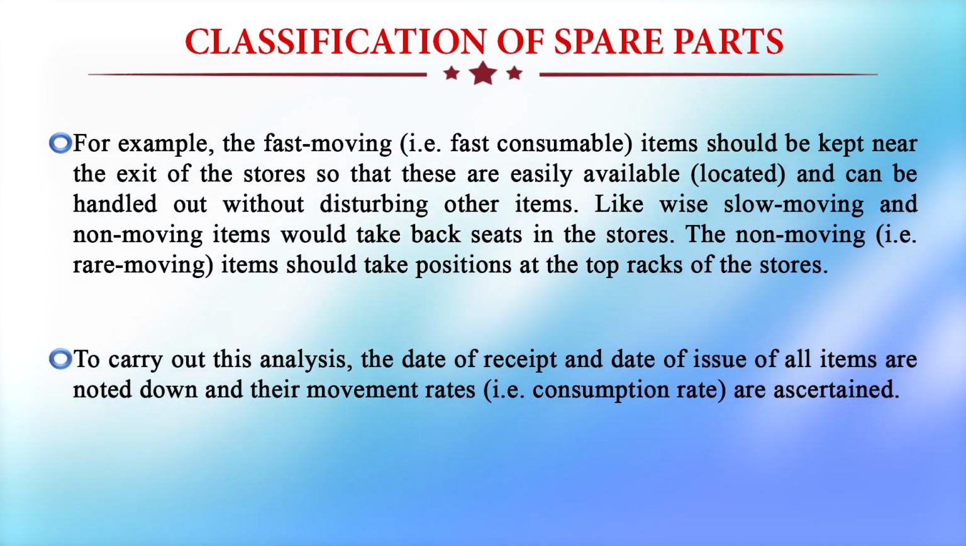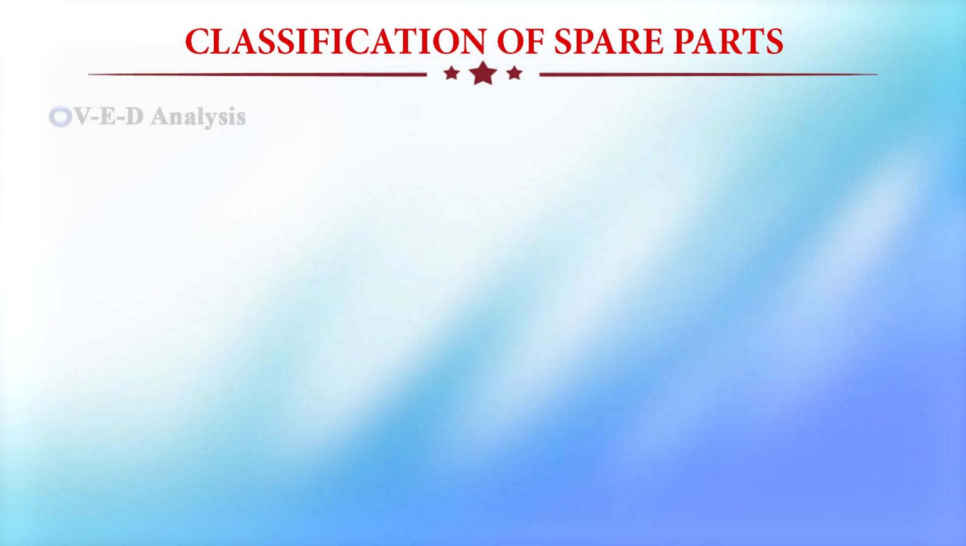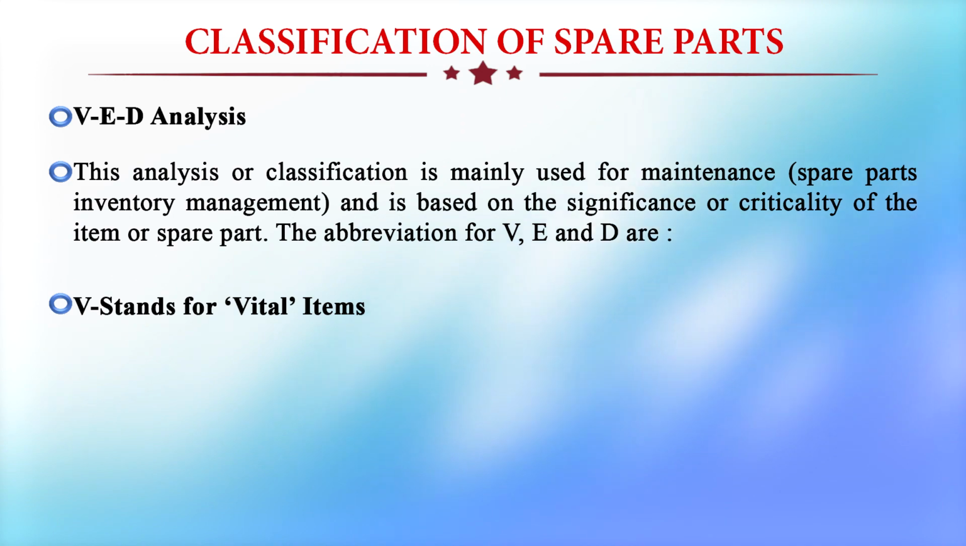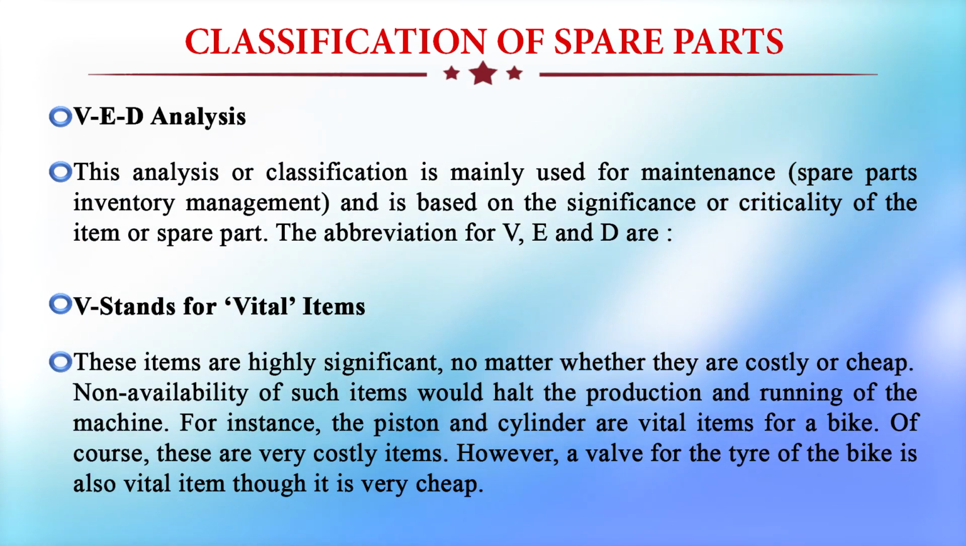To carry out this analysis, the date of receipt and date of issue of all items are noted down and their movement rates are ascertained. So, VED analysis. This analysis or classification is mainly used for maintenance spare parts inventory management, and is based on the significance or criticality of the items or spare parts. The abbreviation for VED analysis is as follows: V stands for vital items. These items are highly significant no matter whether they are costly or cheap. Non-availability of such items would halt the production and running of the machine.